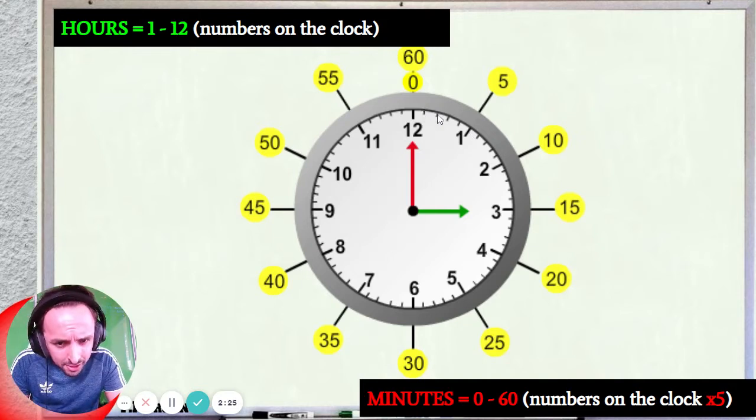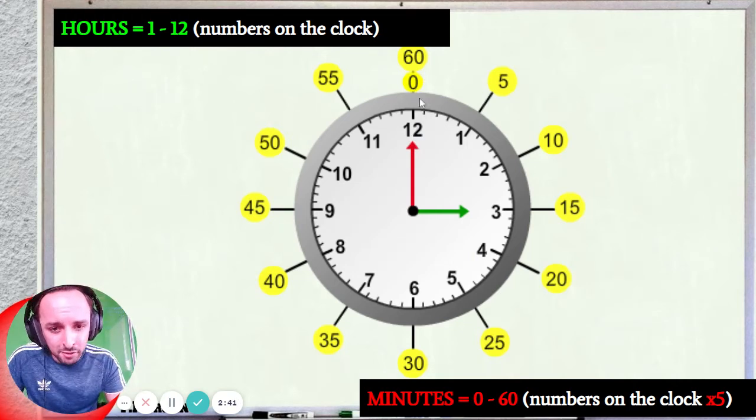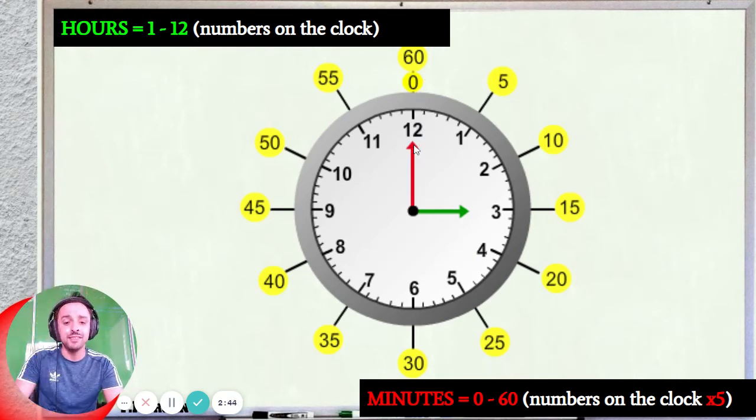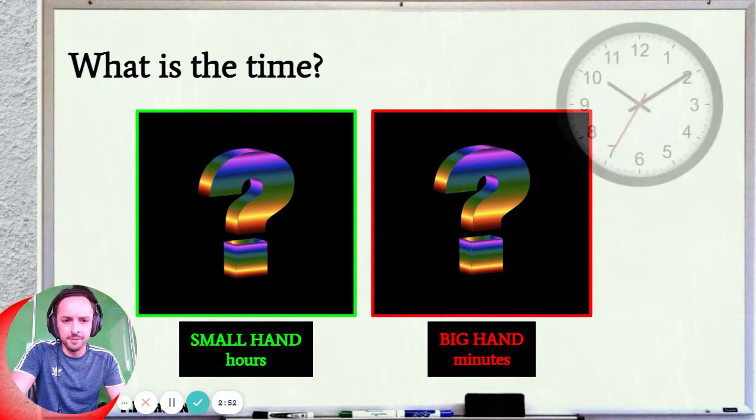Here are your minutes. 1 is 5 minutes, 2 is 10 minutes, 3 is 15 minutes, 4 is 20 minutes. And remember, if it's at 12, it's 0 minutes. Remember, the minutes is the big hand. So what is the time? We need the hours and we need the minutes.